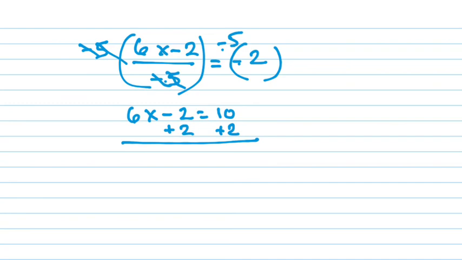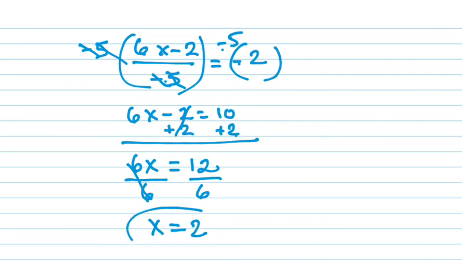Get used to saying both sides, guys. So over here, that 6x won't change. The 2s will subtract away. And 10 plus 2 is 12. Is my x by itself? Nope. The 6 is connected by multiplication. So the opposite of multiply by 6 is what? Divide by what? 6. Which gives me x equals what? 2. And there's your answer.